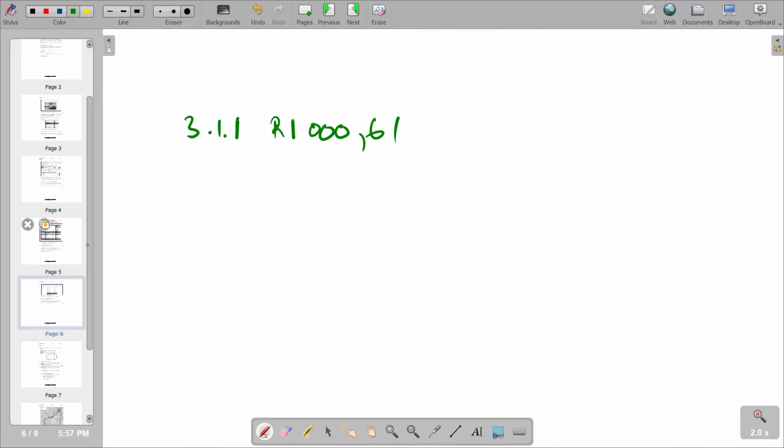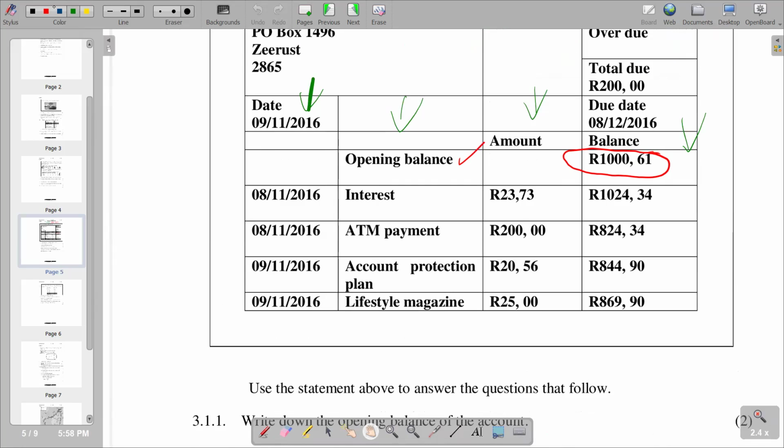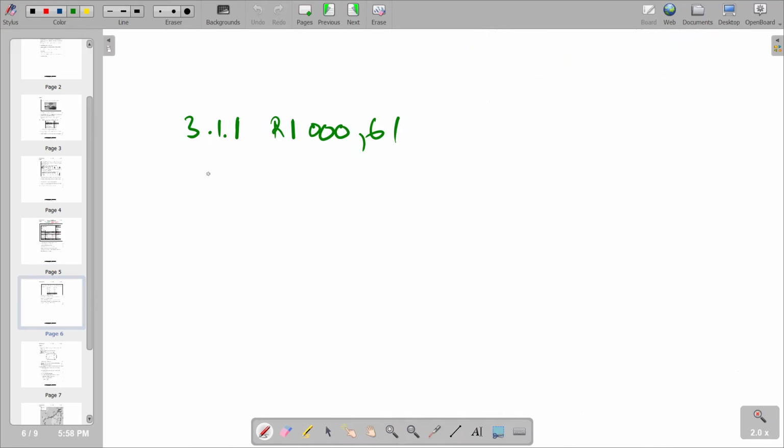We refer back to the next question, which says, how much did Katlego pay for this month? So we check where we have the payment. If you refer to the statement, you're going to see the payment here, ATM payment, and the amount is 200 rands. So that's how we indicate it in our answer section: on the second question, 3.1.2, our answer is 200 rands.